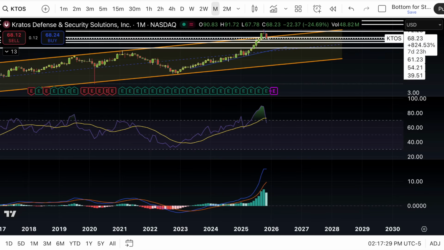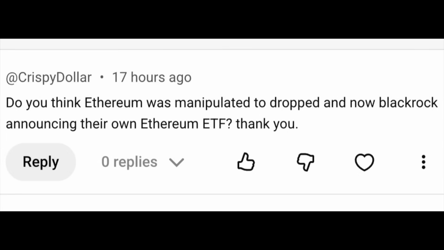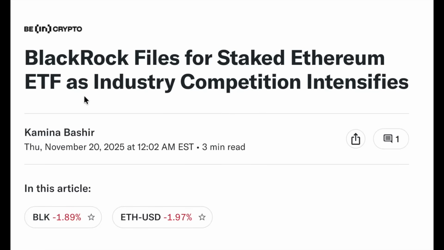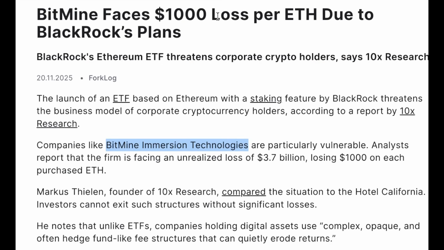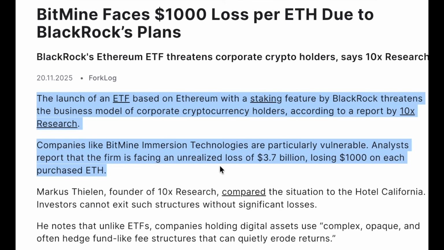Appreciate that. Now, next comes from Crispy Dollar here. He says, do you think Ethereum was manipulated to drop, and now BlackRock is announcing their own Ethereum ETF? And this is what he's talking about, if you're unaware of it. BlackRock files for staked Ethereum ETF as industry competition intensifies. The one thing I found out about this one was that BMNR might be screwed, because Bitmine faces a $1,000 loss per ETH due to BlackRock's plans. Feel free to pause this and read this, but it puts a lot more pressure on them as well.